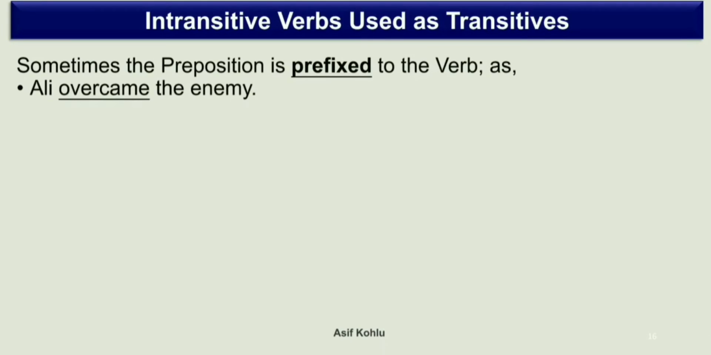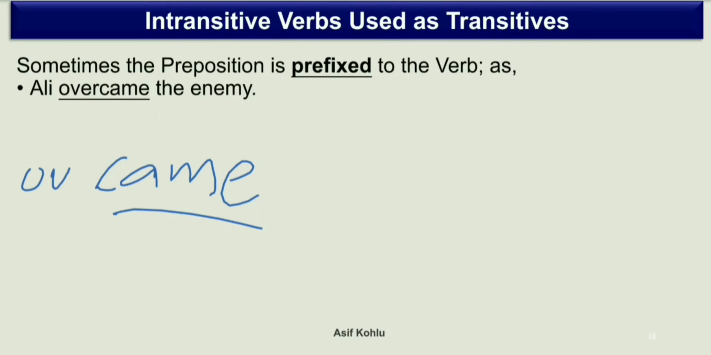We have the example like Ali overcame the enemy. Here the word is came. Came is an intransitive verb, but with the addition of the prefix over, it became a transitive verb. That is why Ali overcame. Ali overcame what? The enemy. When the verb creates the question of what, we may say that it is a transitive verb.